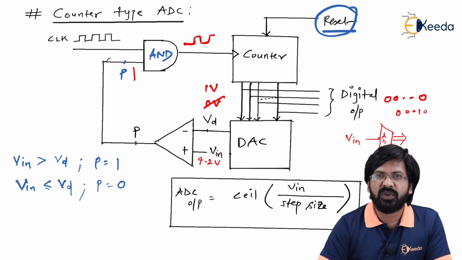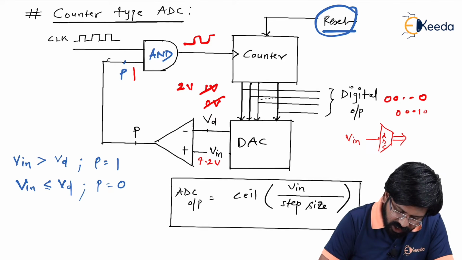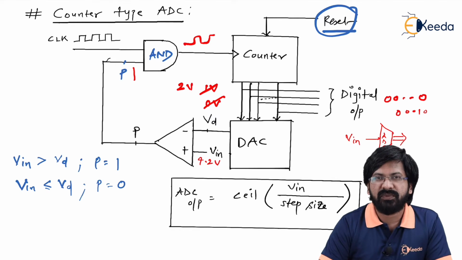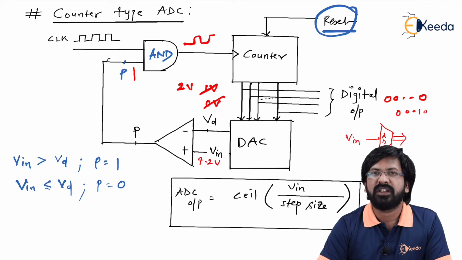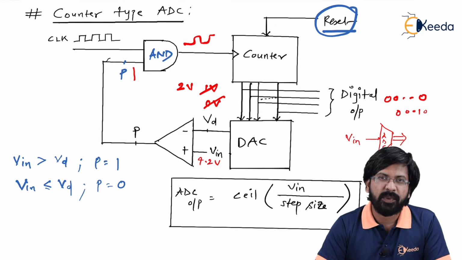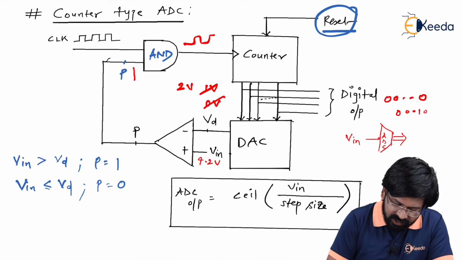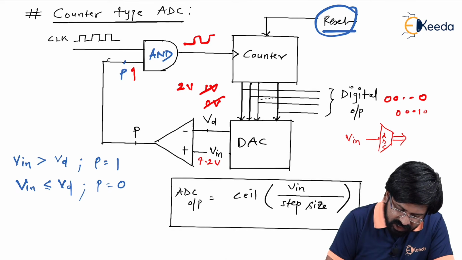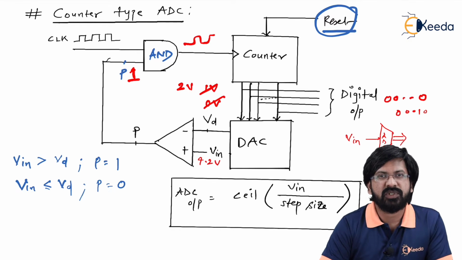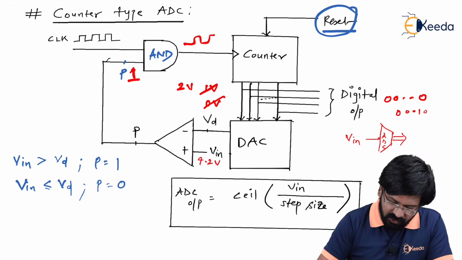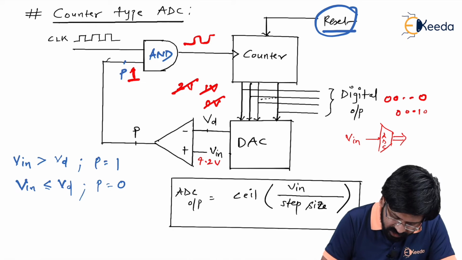Now let's say 0, 0, 0, 1, 0 is the input of the DAC, in response to which it gives you 2 volt. Again, 2 volt is compared with 4.2 volt. We find that Vin is still greater than Vd. Therefore P remains 1. Next clock is given, and the counter keeps on incrementing. This is going to happen until the comparator output changes, because as long as the comparator output is 1, the AND gate is enabled, clock pulses are still given, and the counter keeps on incrementing itself. So let us assume that after a few increments, the counter has reached 4 volt.